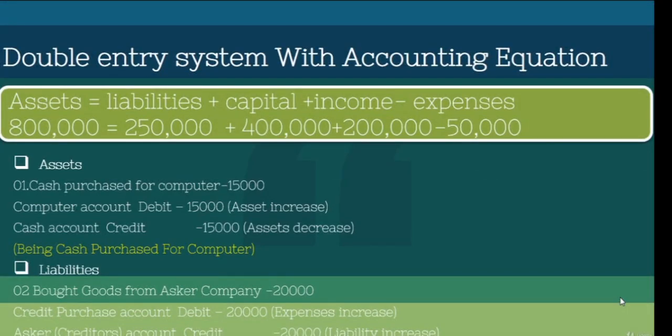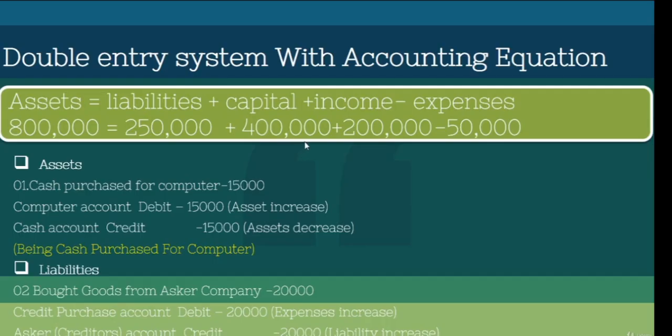Now we are going to look at the double entry system with the accounting equation. Double entry system means a debit always equals a credit, and the accounting equation means assets equal liabilities plus capital plus income minus expenses. And we have already studied the account types. So these three concepts are linked with the transaction.